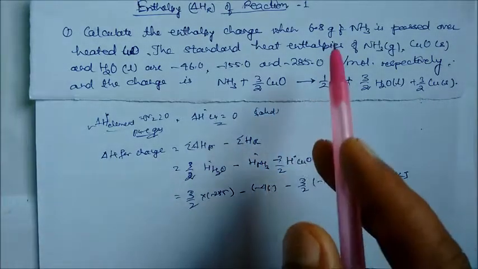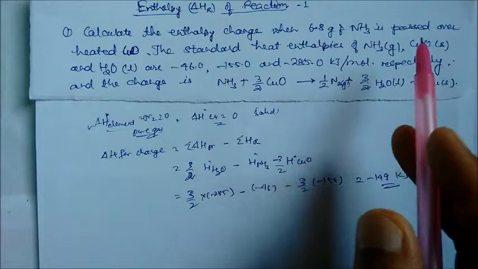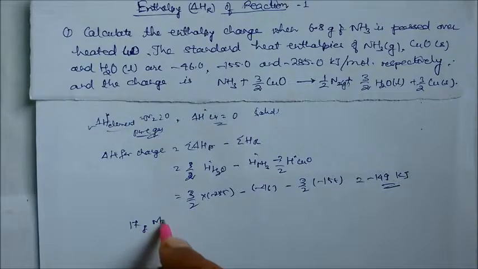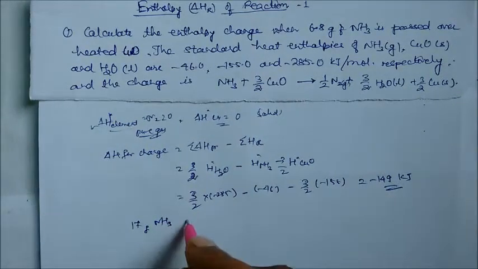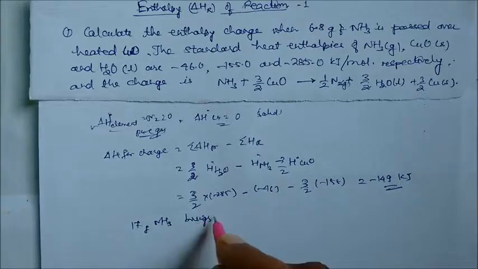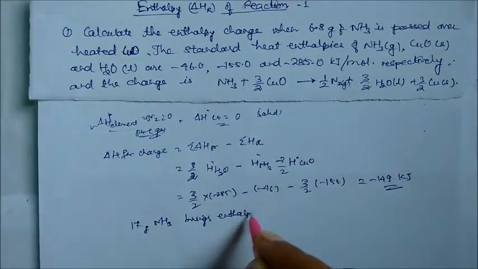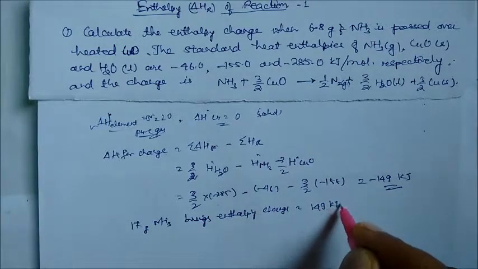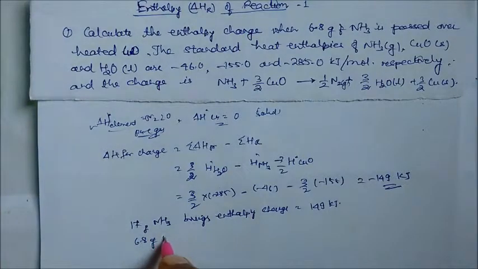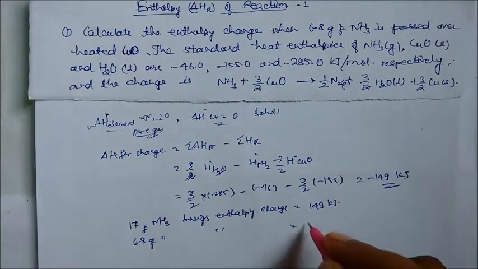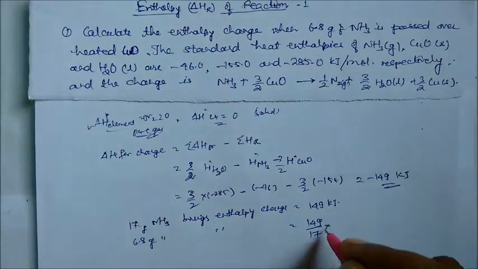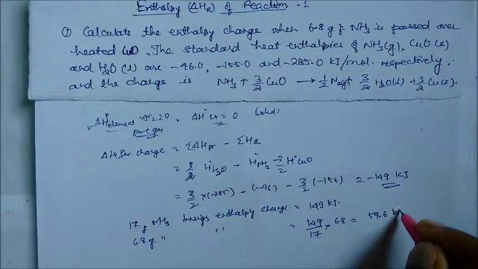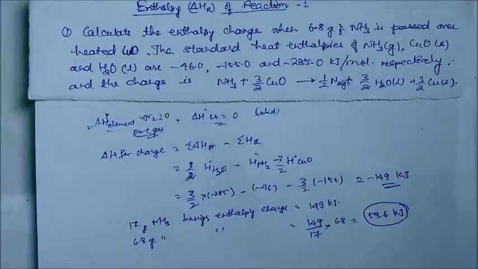We have been asked how much the enthalpy change is if 6.8 gram ammonia is passed. So if 17 gram ammonia brings an enthalpy change of 149 kilojoule, how much will 6.8 grams of ammonia bring? It is very easy: 149 divided by 17 into 6.8. So we get the answer, 59.6 kilojoule. So this is basically our answer.